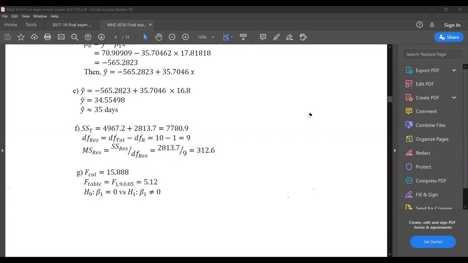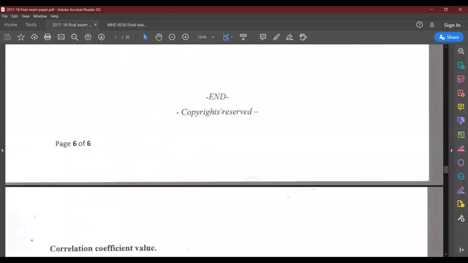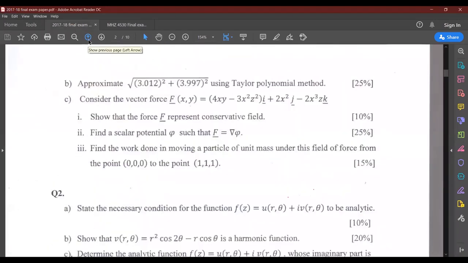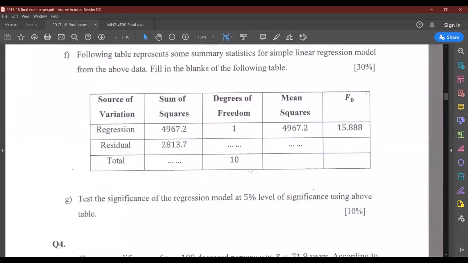You can use the calculator function, okay? You can just type a function and do it also. So the ANOVA table is very simple. I'll just show the table and do that one.